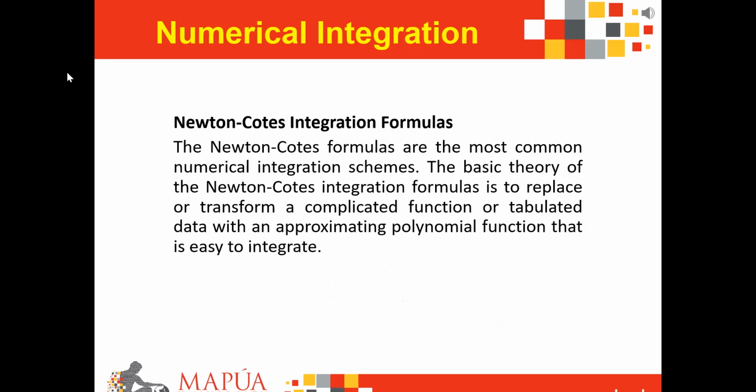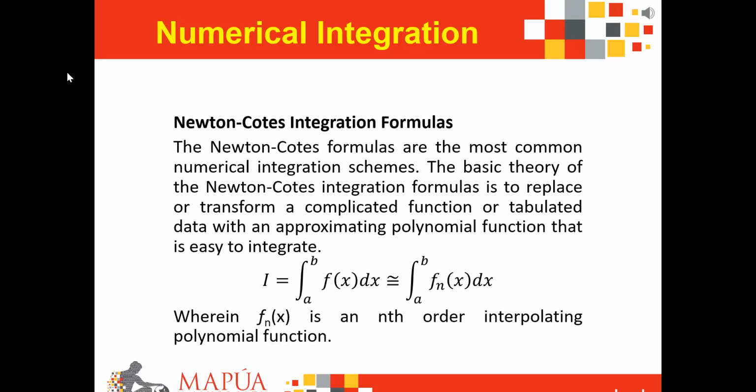The Newton-Cotes integration formulas are the most common numerical integration approximation schemes, whereby the basic theory involves replacing or transforming any complicated function or even tabulated data with an approximating polynomial function that becomes very easy to integrate. Hence, whatever that complicated function may be, it is simply converted into an nth order interpolating polynomial function.